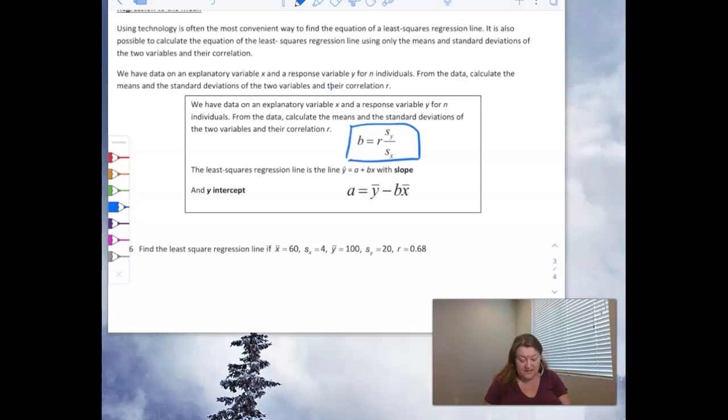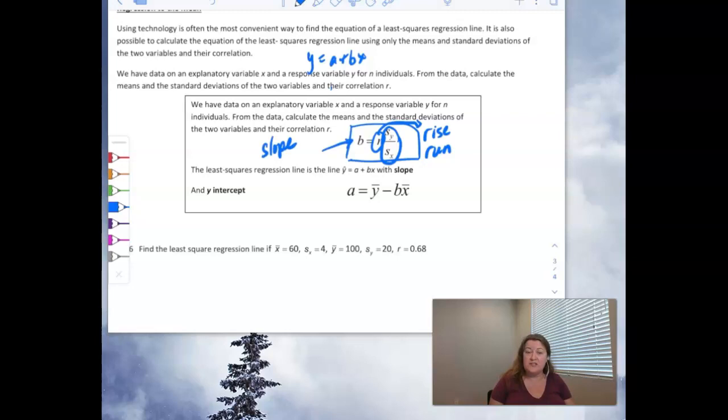Remember, B is still the same B from y equals a plus bx, which means that this is the slope. And they are saying that slope is the r number, remember that's positive or negative, and then it gets multiplied by my change in y over change in x. Rise over run, it's just done in standard deviation of y over standard deviation of x. So it's still rise and run. Okay, the only difference is now we're going to multiply it by that correlation number.